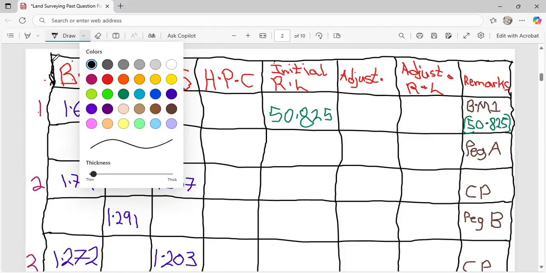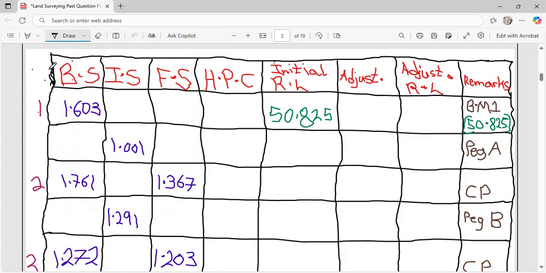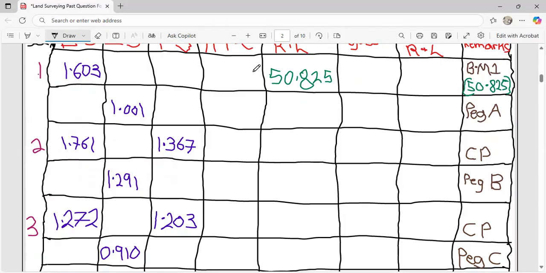Okay, yes. So I can call this my stations. Okay, good. From there, what else do we do?